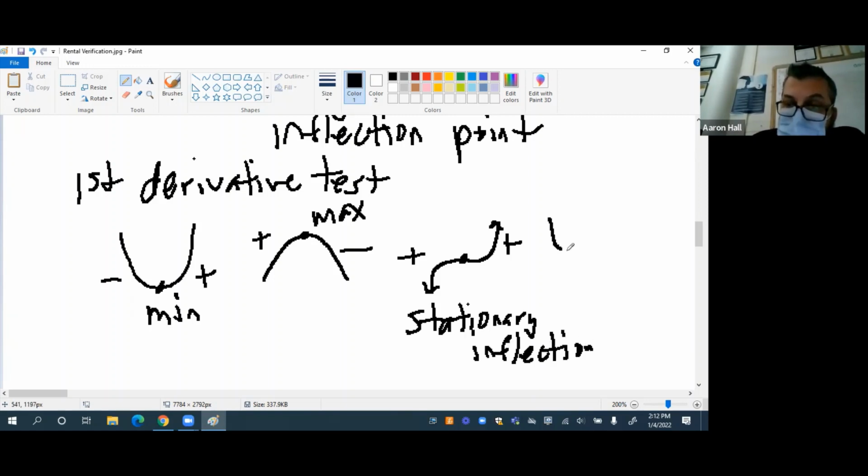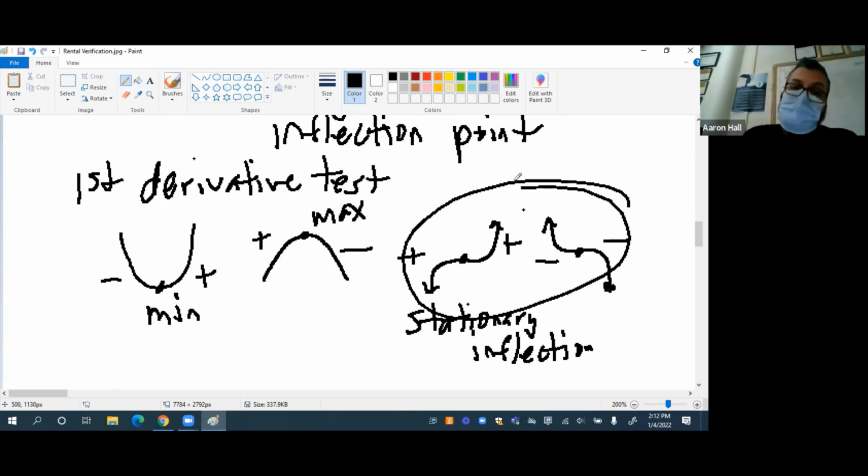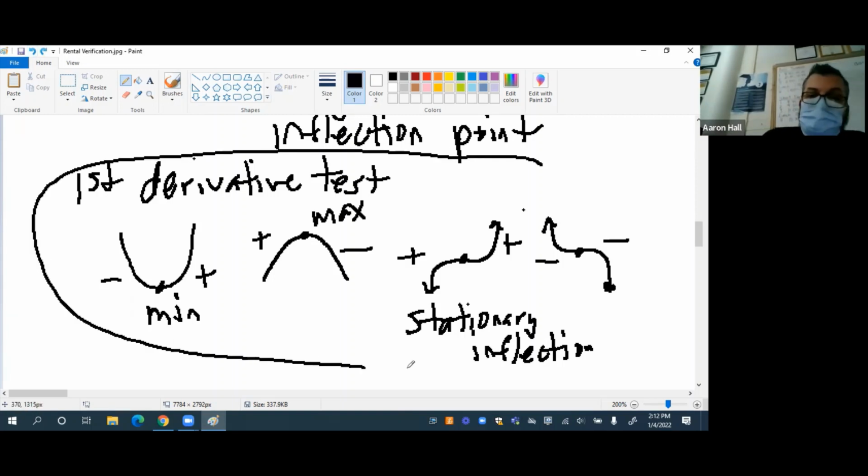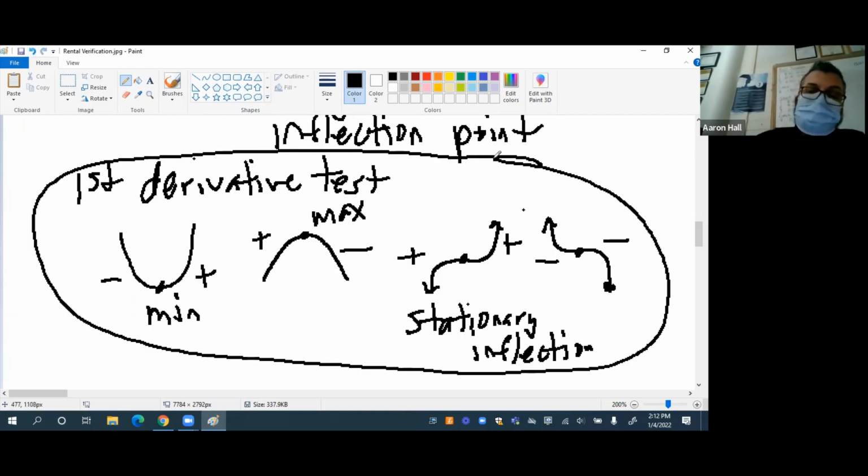Or if we go from negative to negative, that's also another stationary inflection point. These are not maximums and they're not minimums. Now with my first derivative test, I can identify all of these based upon the slopes.